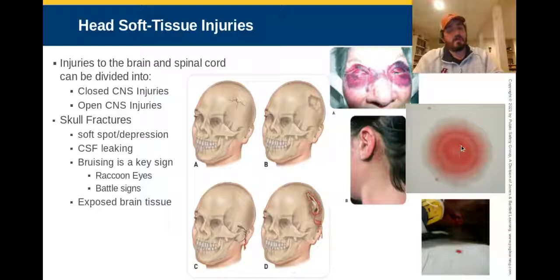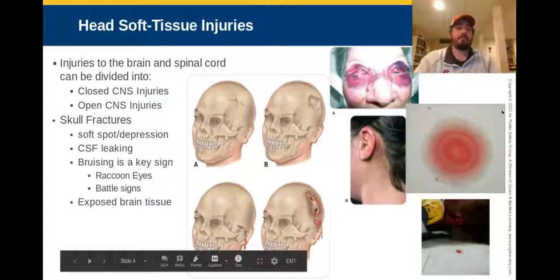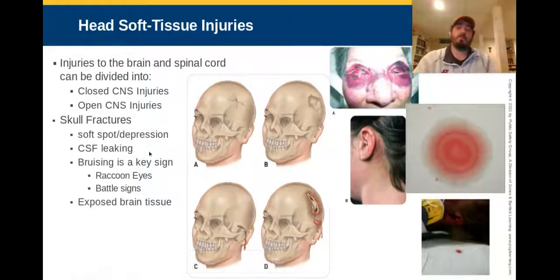So you see white, then some blood, then some white, this halo, then another line, then some white. That's that cerebrospinal fluid separating out from that blood. So they call that a halo effect, which you would see when the cerebrospinal fluid is leaking from some type of injury.